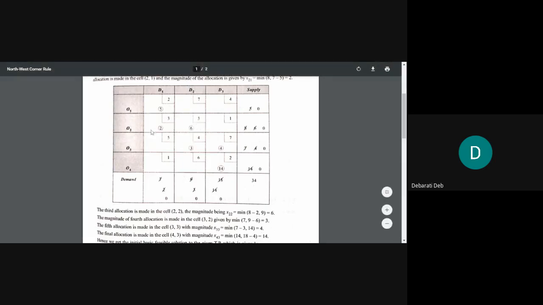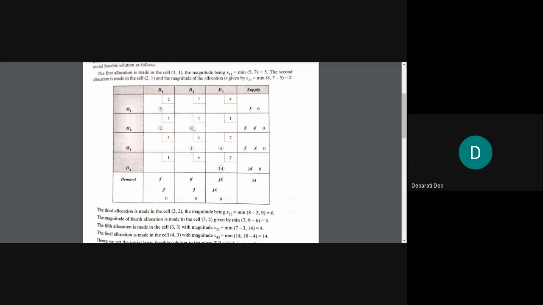Now in the right side, that means in the very next box, we have 3 costs in that box. That means we are now in O2D2. In O2D2, what do we have in the column total? 9. And the row total, how much do we have? 6. It is 6 because from 8 we have taken 2.